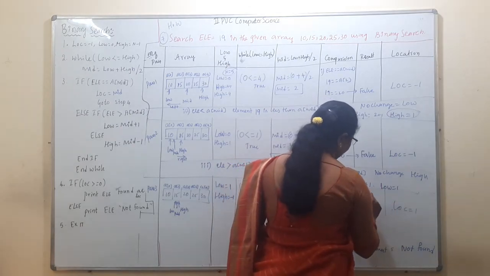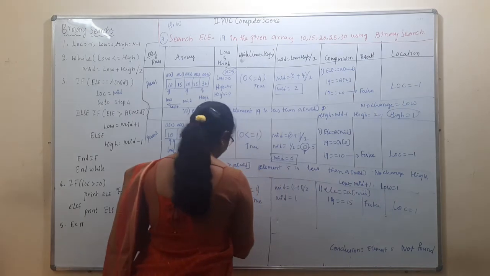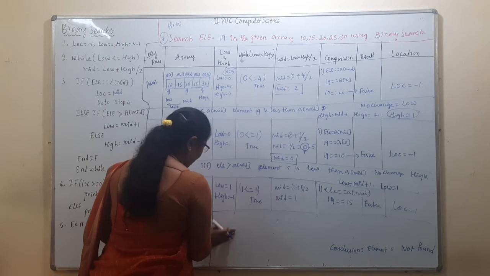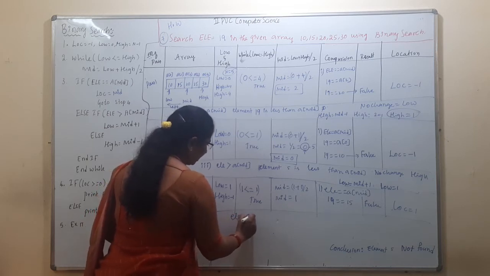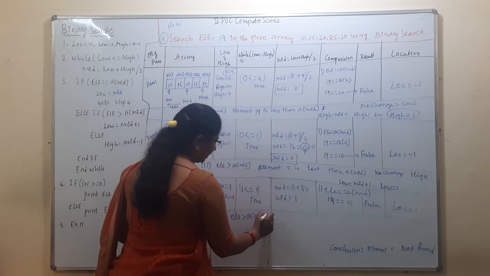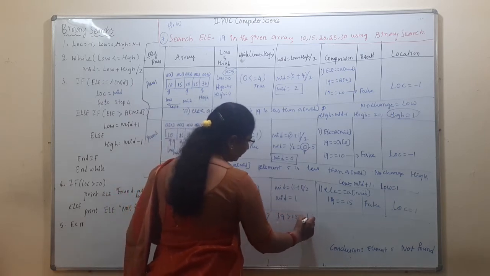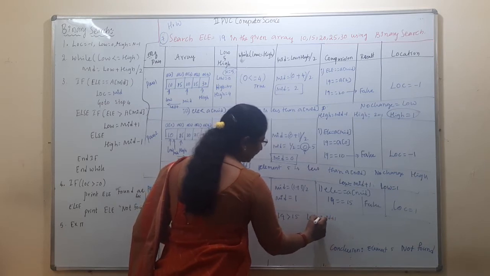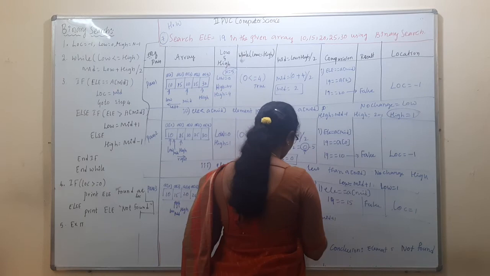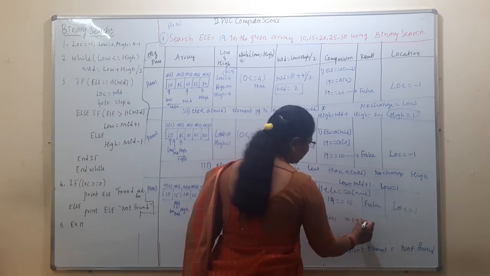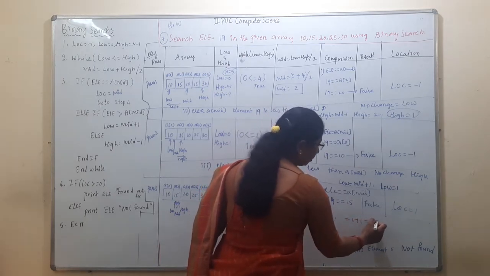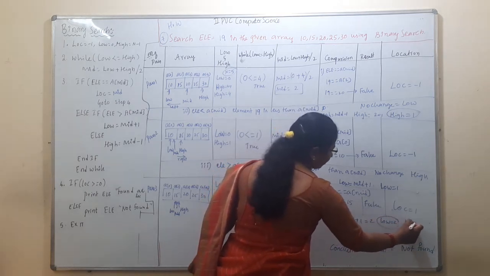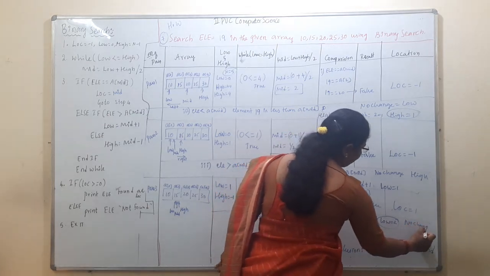Location remains -1. Now you just see here, student, element 19 is greater than A of mid. Is it true? Yes, 19 is greater than 15. Change the low pointer equal to mid plus 1 again. What is mid plus 1? Mid is 1, 1 plus 1 is 2. What you changed? The low pointer we got as 2. High, no change. No change in the high pointer.